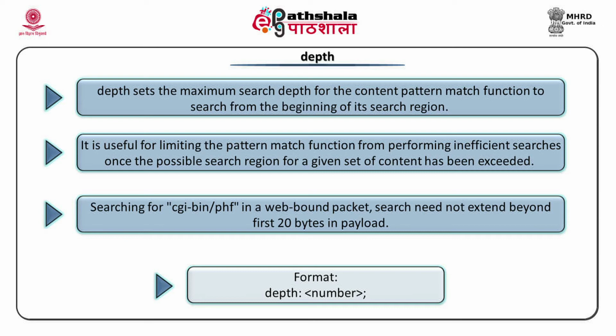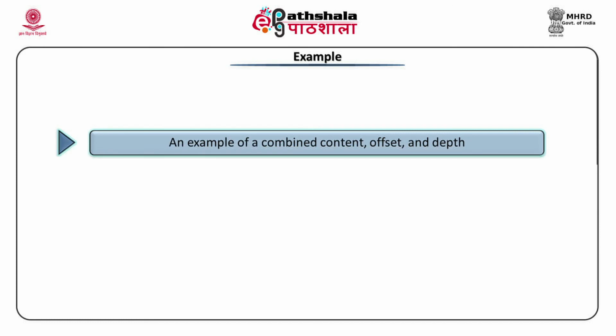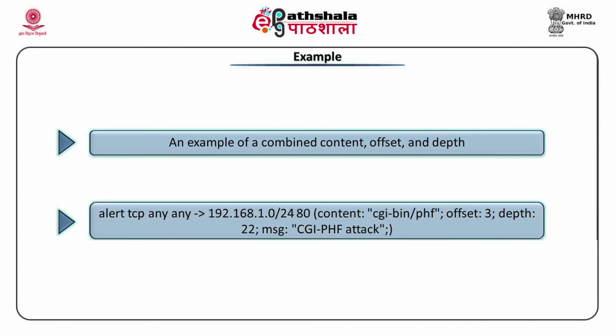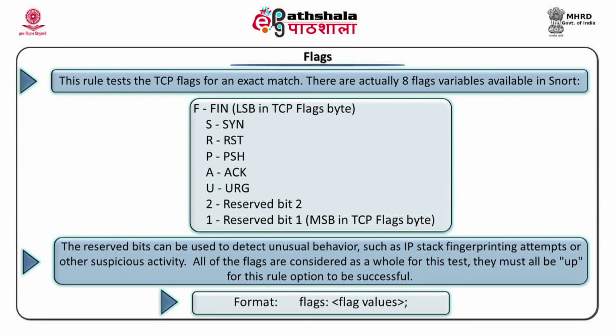Depth is also related to the content rule option. Depth says the content pattern match function should search for the pattern from the beginning up to how many bytes. So it is useful for limiting the pattern match function from performing inefficient searches once the possible search region has been exceeded. The example is, if we want to find a certain pattern and we are sure that it is in the first 20 bytes, then there is no point in going beyond that. So we can specify depth to be 20.